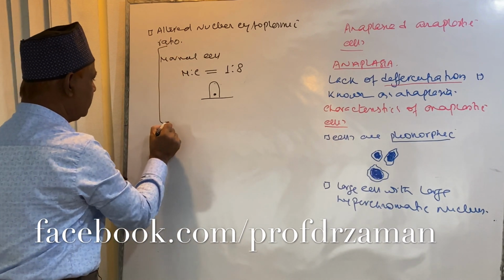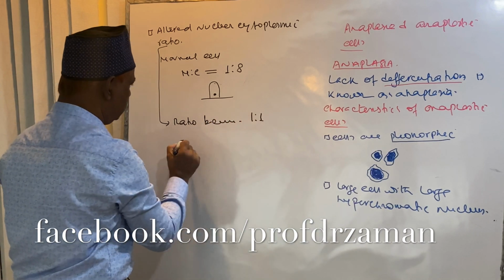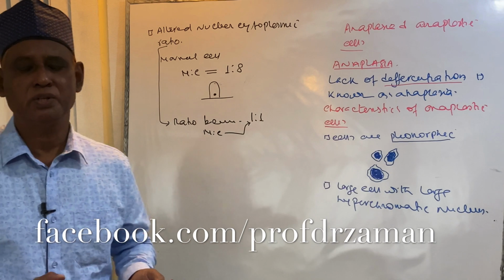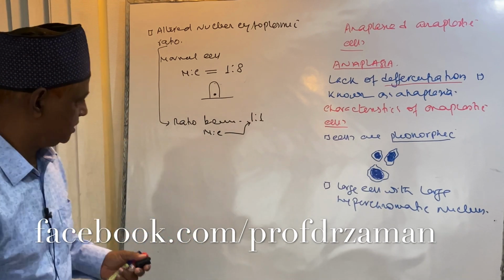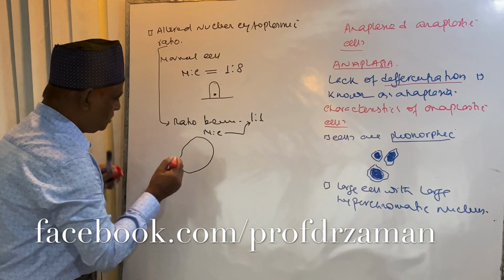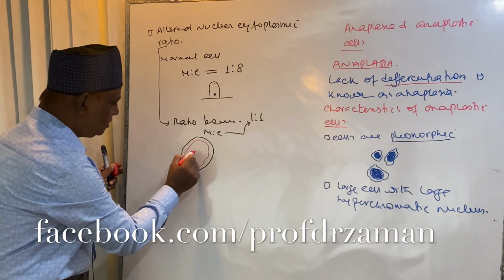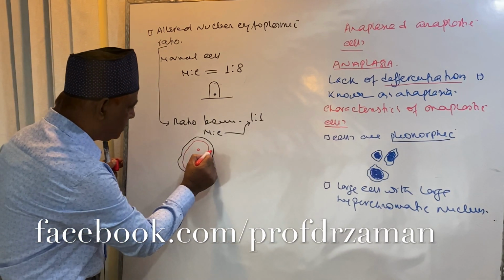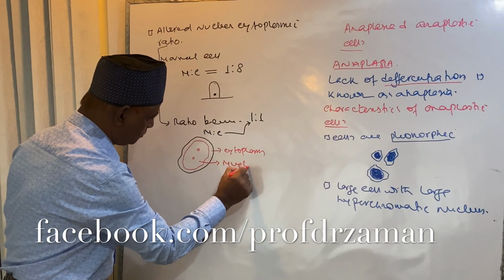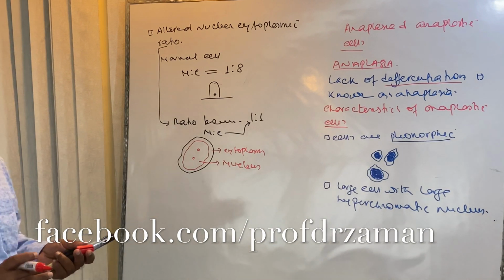So what is the alteration? The ratio becomes 1:1. That is, NC ratio becomes 1:1. Why? It is due to large nucleus. So if you consider this is a malignant cell, and this is the nucleus of the anaplastic cell with prominent nucleoli, this is cytoplasm, this is nucleus. So there is alteration of nuclear cytoplasmic ratio and the ratio becomes 1:1.